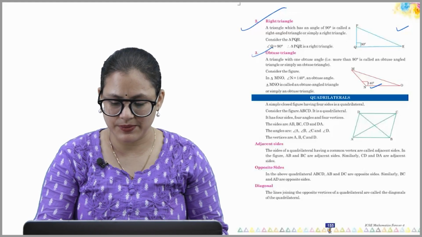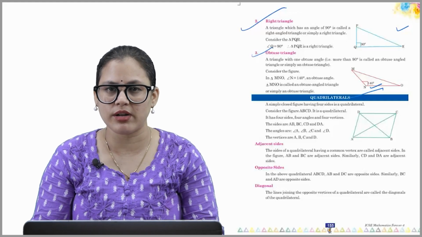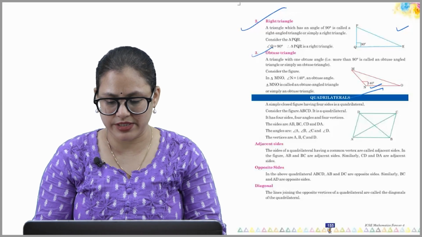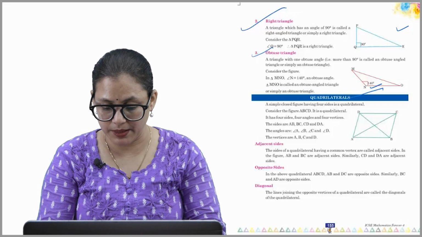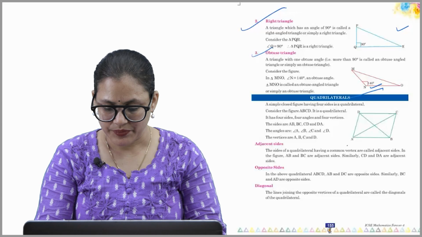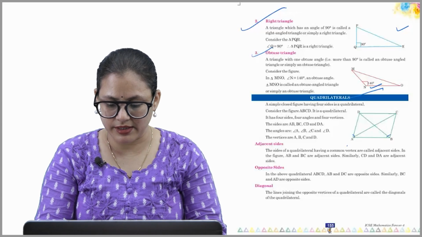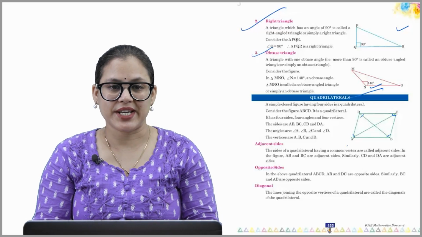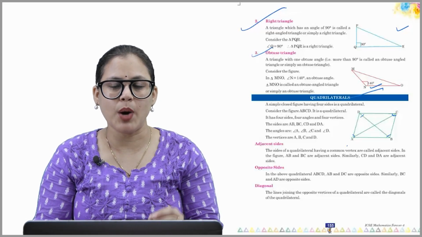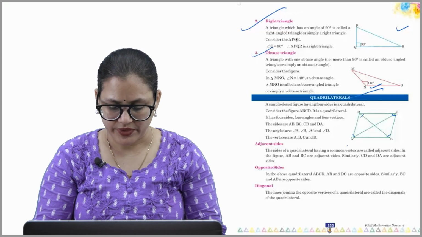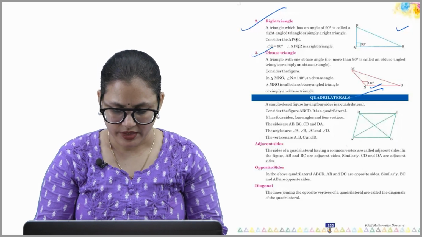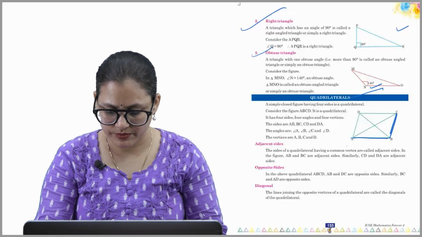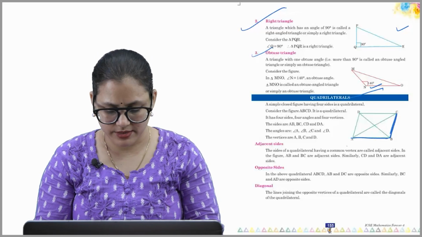Now, quadrilaterals. A simple closed figure having 4 sides is a quadrilateral. Consider the figure ABCD. This is a quadrilateral. It has 4 sides, AB, BC, CD and DA. The angles are angle A, angle B, angle C, angle D, and the vertices are A, B, C, D. Adjacent sides. The sides of a quadrilateral having a common vertex are called adjacent sides. Let's check out what the adjacent sides are. In the figure, AB and BC are adjacent sides.